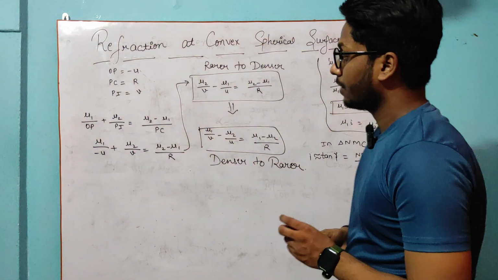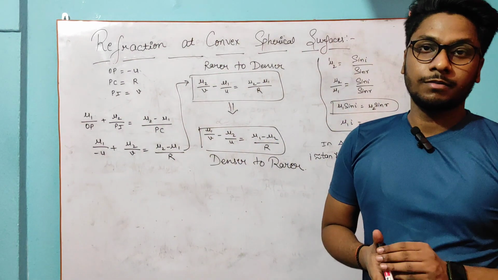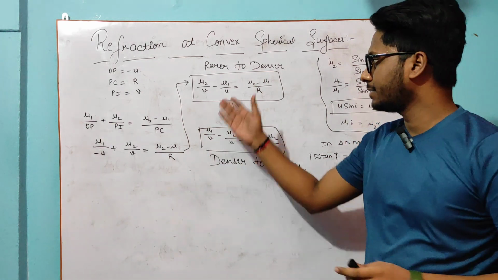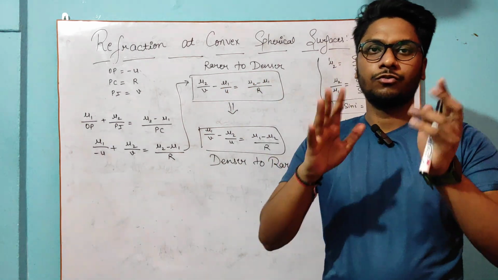In the next lecture we will discuss the lens maker formula, in which we find the relation between the focal length and the refractive indices of the two media.